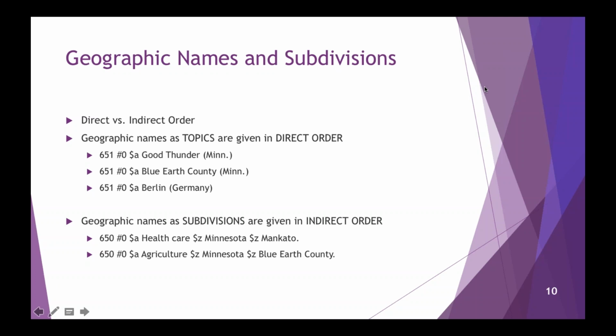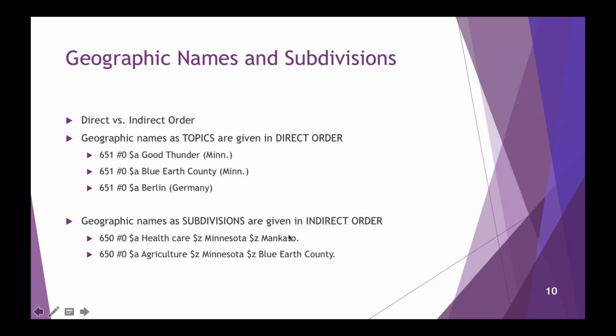With indirect order, you take the higher political subdivision and it is followed by the narrower one. So you can only have up to field Z's following a topical term. So this is that indirect order. So we've got Minnesota first and then Mankato, Minnesota first and then Blue Earth County.